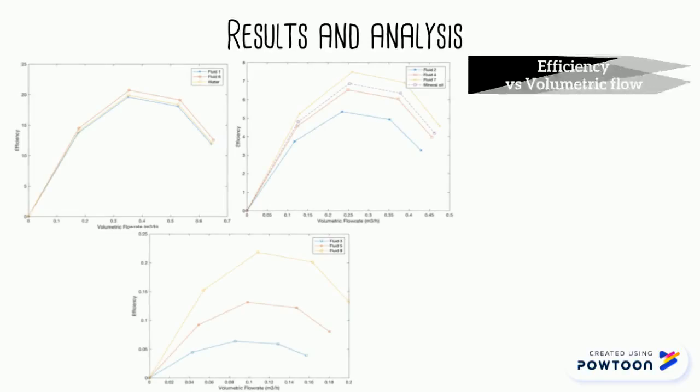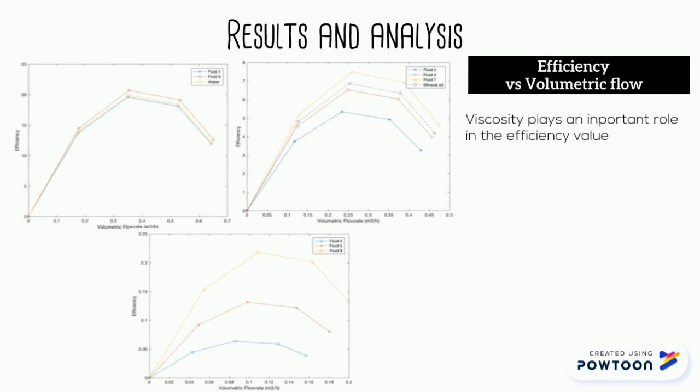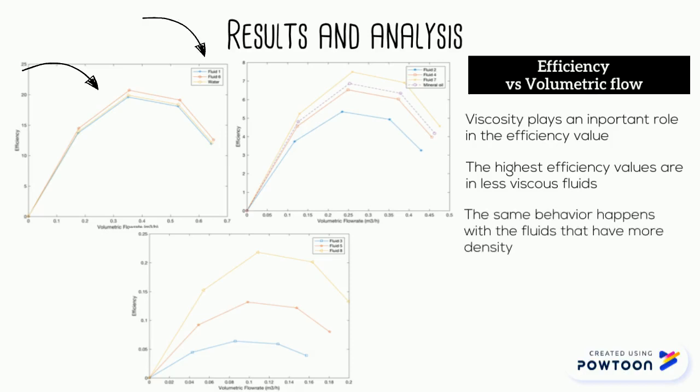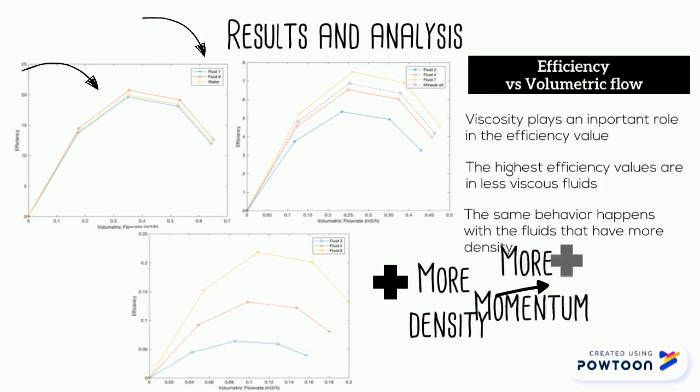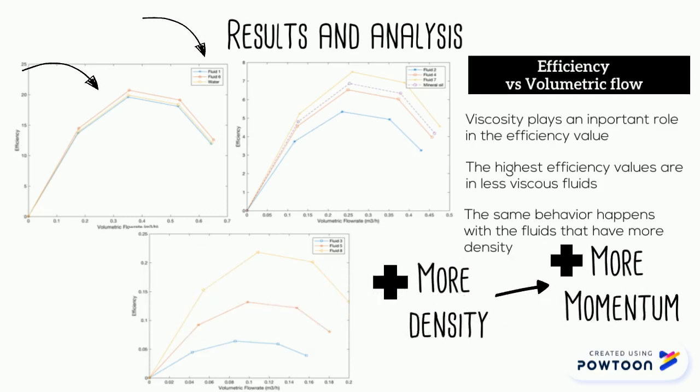For efficiency, viscosity seems to have a strong influence on the overall efficiency of the studied fluids. As can be seen, higher efficiency values are presented in less viscous fluids. Regarding the density, it is shown that the efficiency for denser fluids is higher, and this behavior is due to an increase in the influence of the inertial forces, because the denser the fluid, the more momentum it will have, allowing it to be expelled with more force to hold the pump.